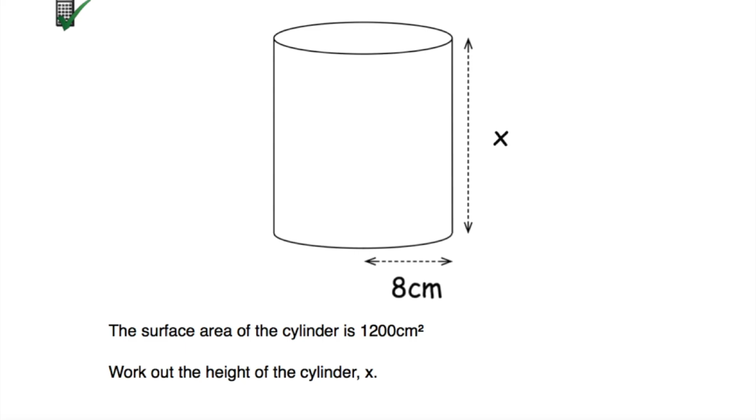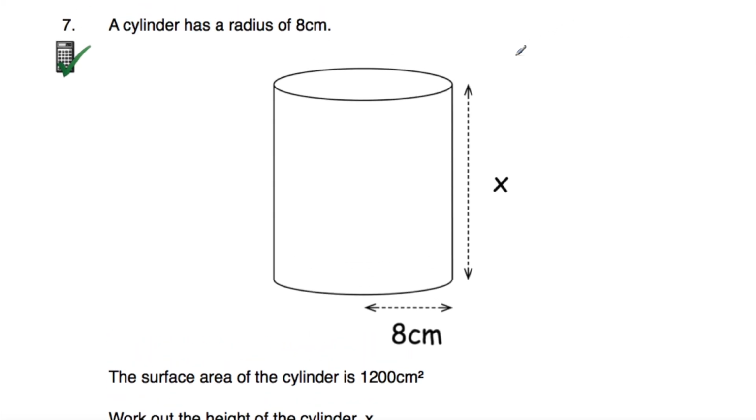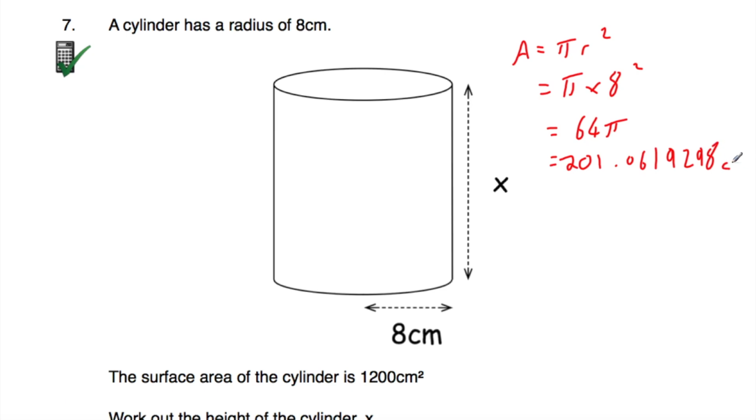So let's find the area of each of the circles. The area of a circle is equal to pi r squared. So we're going to do pi times the radius, which is 8 squared, and that would be 64 pi. So the circle on the top has an area of 64 pi, and the circle at the bottom has an area of 64 pi. 64 pi, as a decimal number, is equal to 201.0619298 centimeters squared. So that's the area of each of the circles.